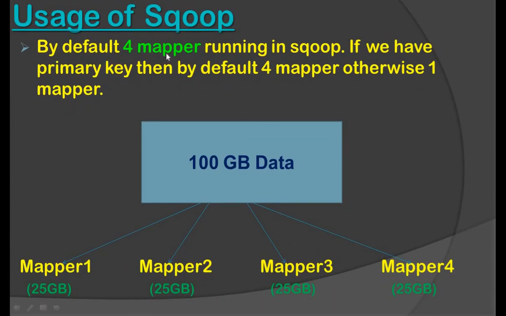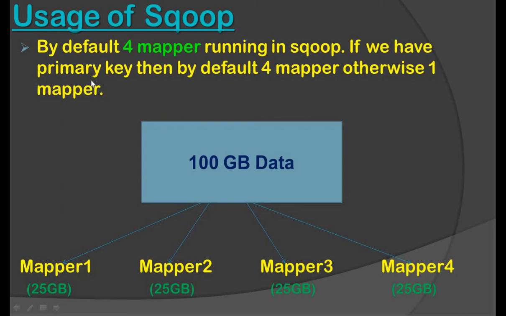Now let's see the next thing in usage. By default 4 mappers run in Sqoop. If we have a primary key, then by default 4 mappers, otherwise 1 mapper runs when we are importing or exporting data from RDBMS to HDFS or from HDFS to RDBMS.